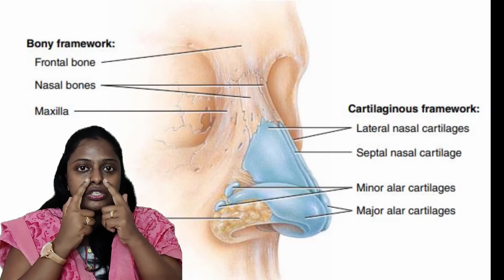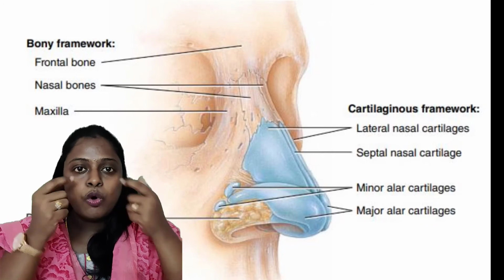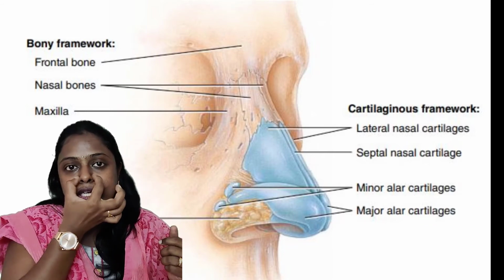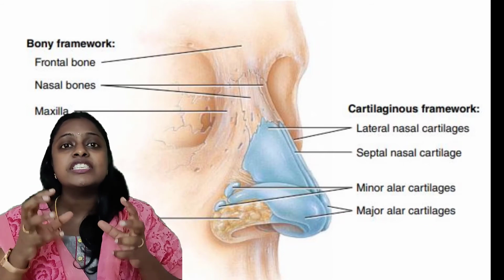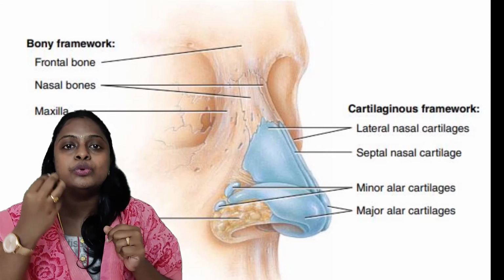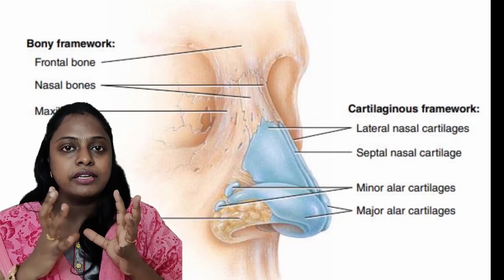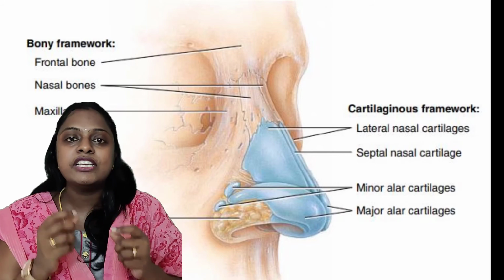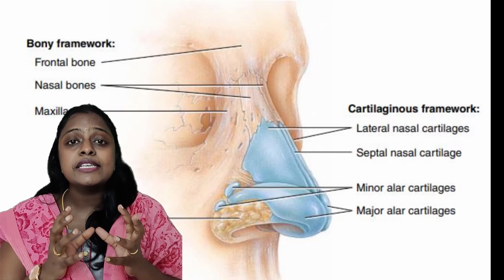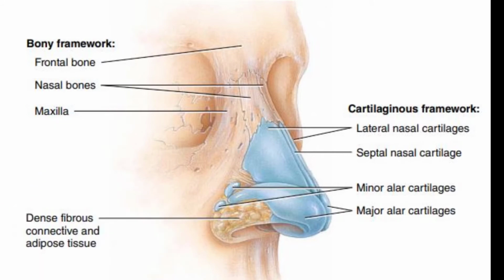Okay, so these two plus the small alar cartilage are present here near the maxillae. This external nose opens into two external nares, which lead into cavities called nasal vestibules. Now let's see the functions of the external nose.